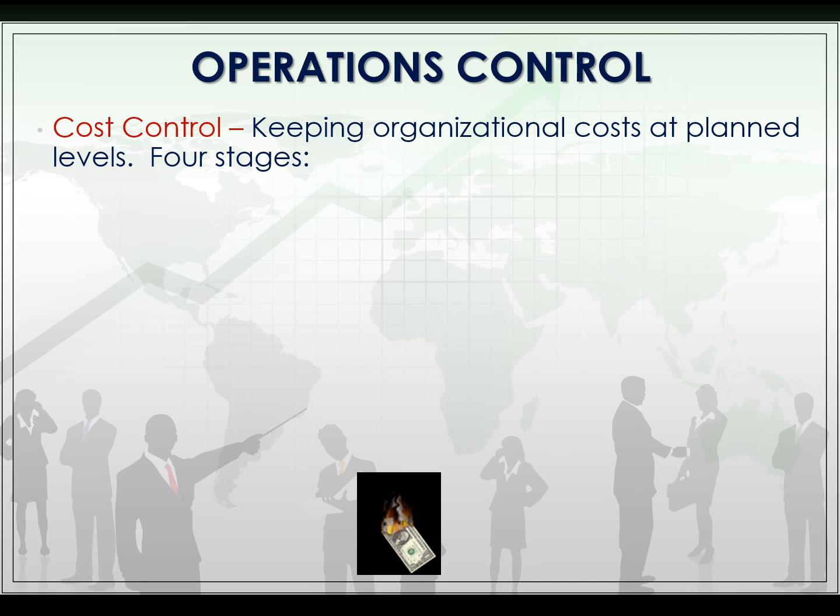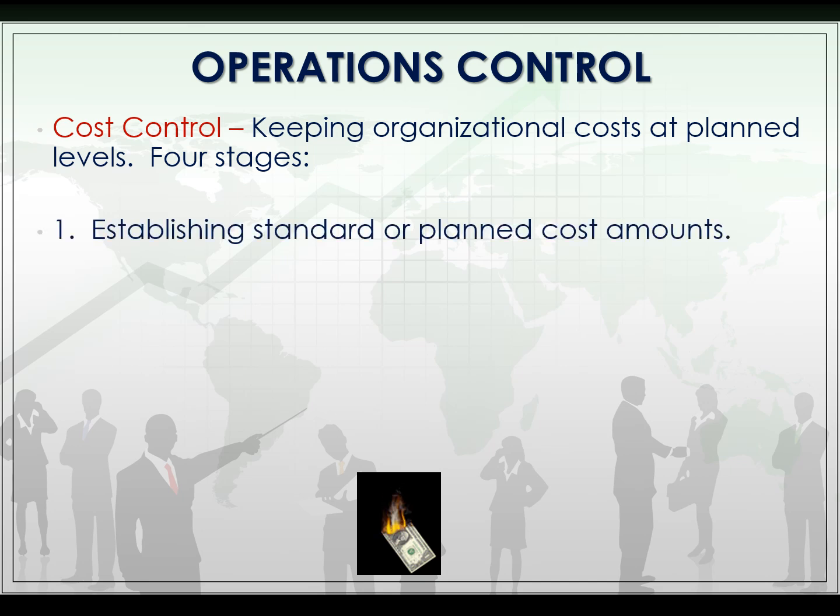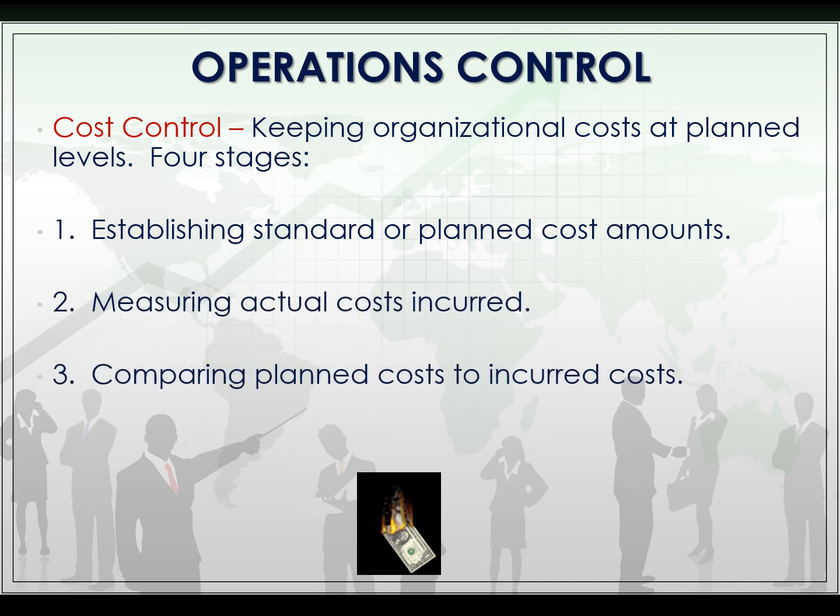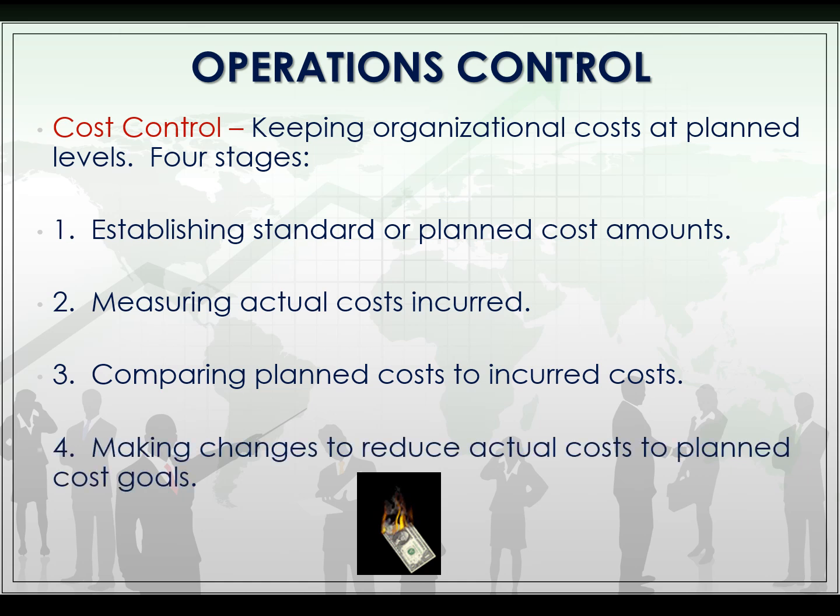Cost control is keeping the organizational costs at plan levels. There are 4 stages: establishing standard or planned cost amounts, measuring the actual costs that you incurred, comparing your planned costs to the costs that are actually happening, and making changes to try to reduce actual costs so that you meet the planned cost goals.